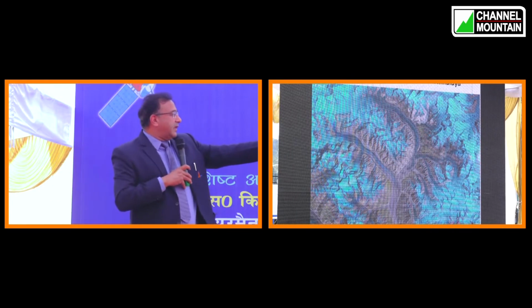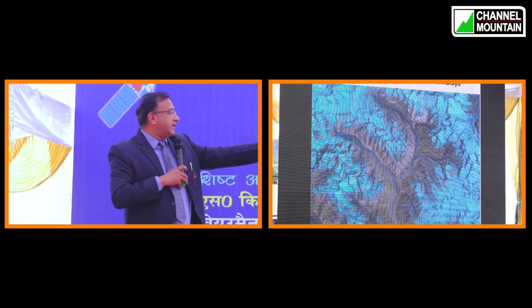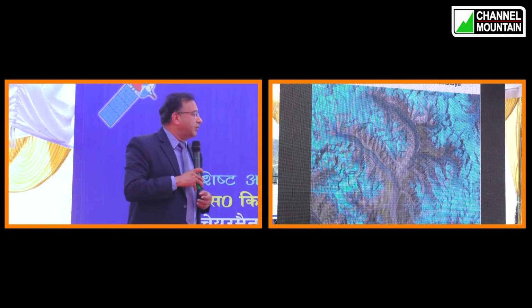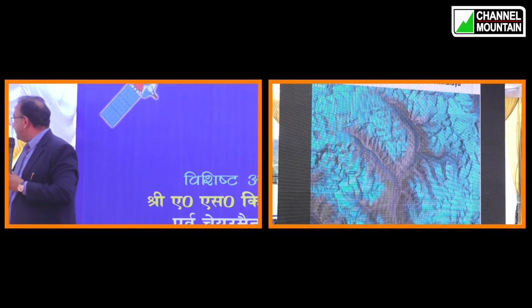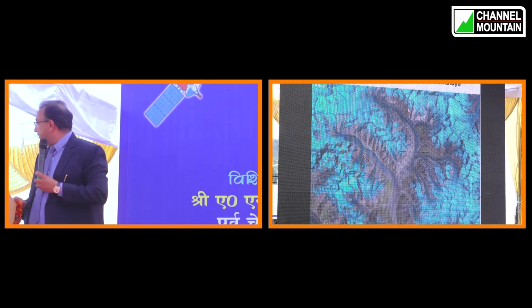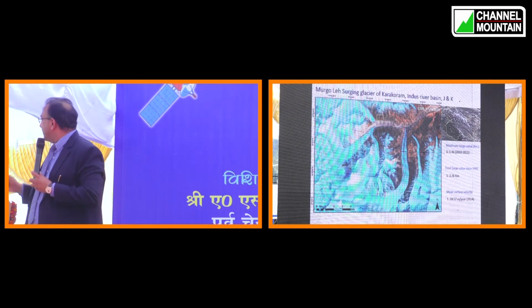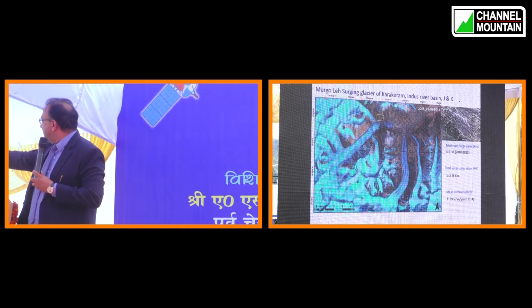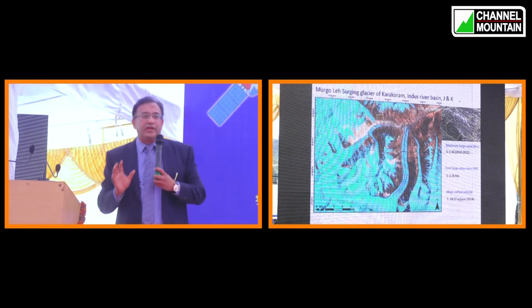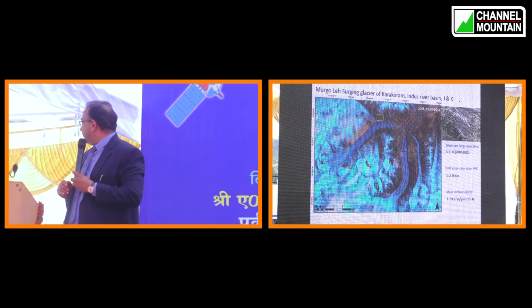So this is a typical example. Using multi-date satellite data, we have reconstructed this beautiful animation which shows you the type of surging glaciers which we have in the Karakoram Himalayas. Next slide. This is another example of the surge. You can see the build-up of the ice, and then suddenly the ice moves and the glacier moves very fast at one particular time. Next slide.